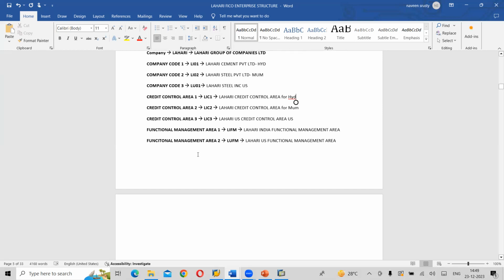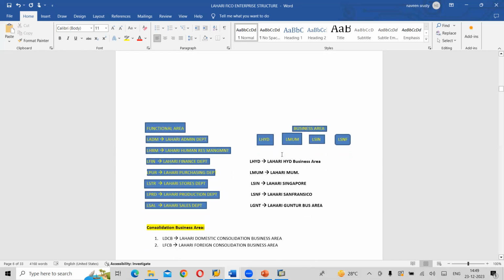Okay, functional management area 2, LUFM, Lahari US functional management area. Clear, everyone?